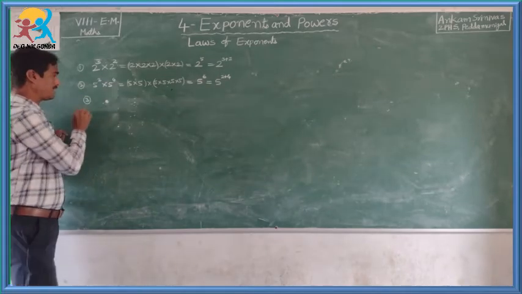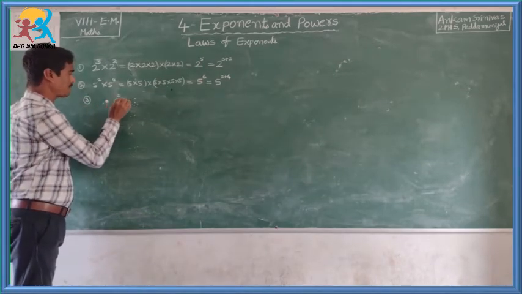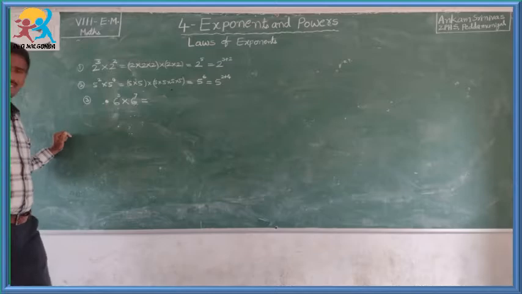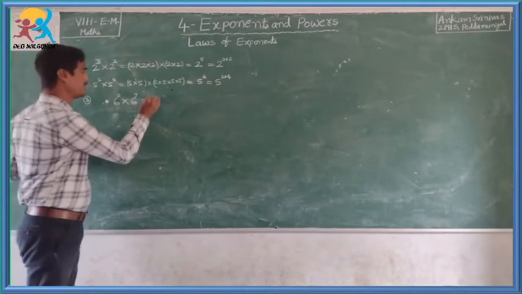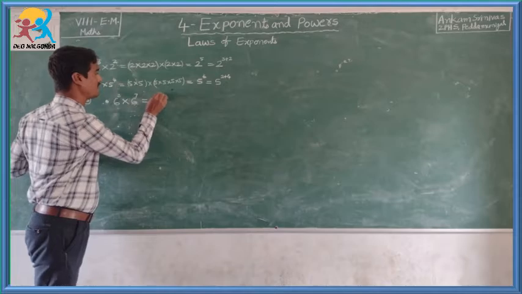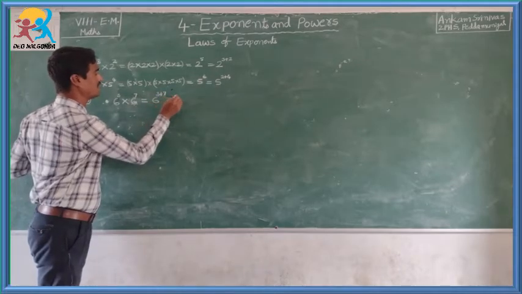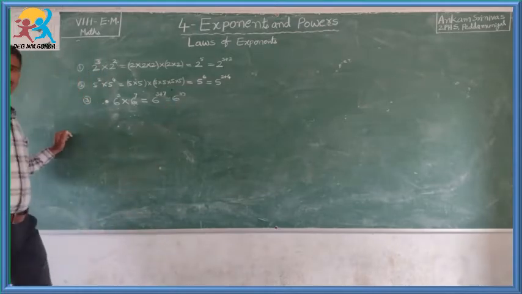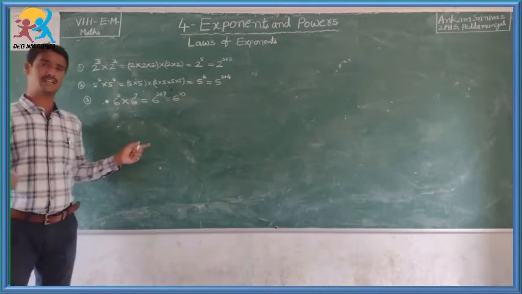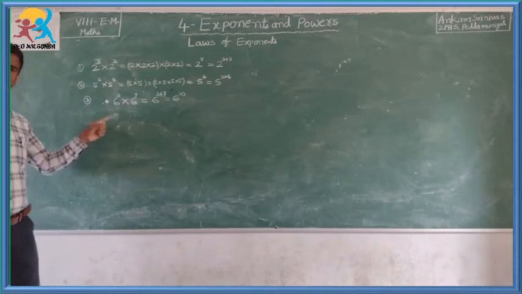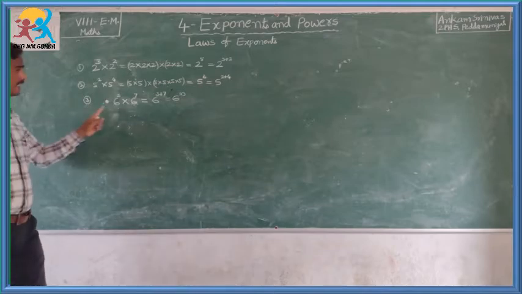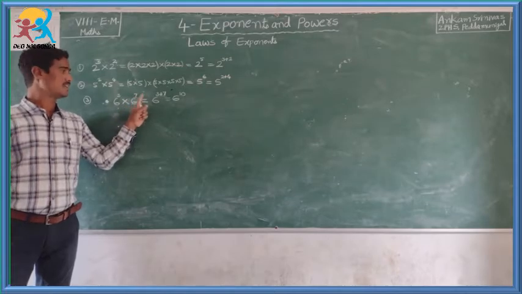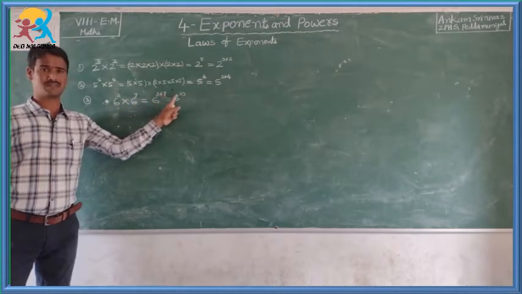What is the answer? Can you expect this answer? 6 power 3 into 6 power 7. What is the answer? Yes, correct, 6 power 10. How to get 6 power 3 plus 7 equal 6 power 10? Yes or no? To avoid writing the expanded form and to write the shortest form, directly you can write 6 power 3 into 6 power 7 equal 6 power 3 plus 7, 6 power 10.